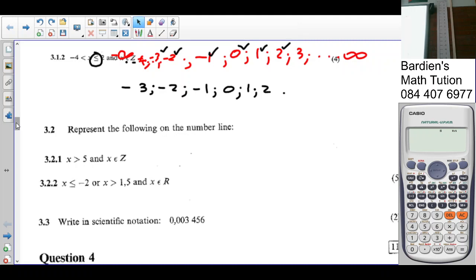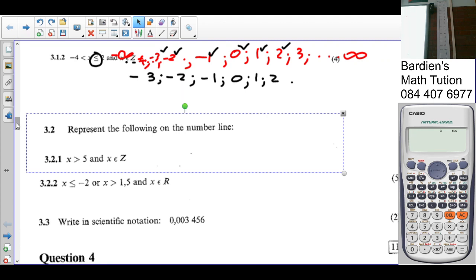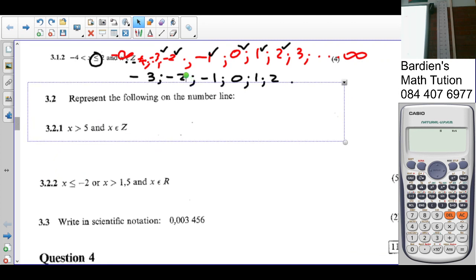I like this question, it's a nice one. Right, you guys understand? Yes. Right, let's do the next one. Represent the following on a number line.